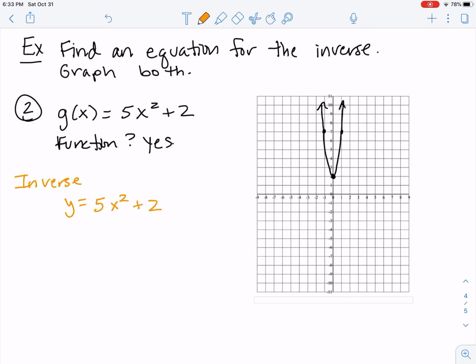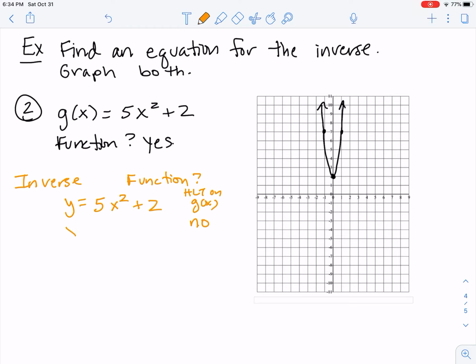If I ask you, is the inverse a function before we even find it? Well, do the horizontal line test on g of x. Does it pass the horizontal line test? The answer is no. So the inverse of g of x will not be a function. But let's find that equation anyway, and then we'll graph it, and you can see what it looks like.